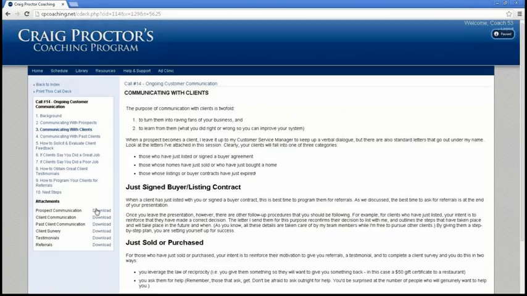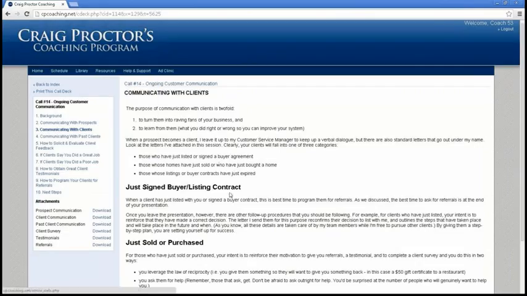Okay, so that is the first attachment. So let's close that down. Let's look at the next attachment. Everybody know where I'm at here? Go to the left of the coaching page. By the way, for those of you that called in late, first of all, shame on you. We're on call 14, ongoing customer communication.